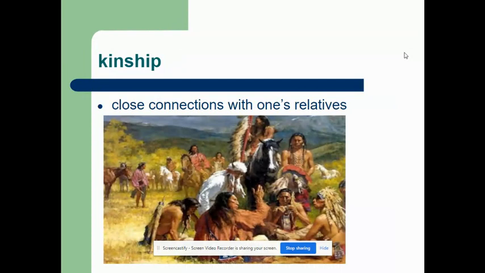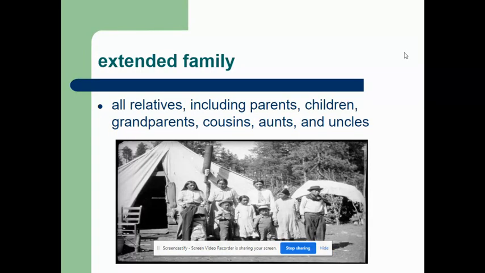Kinship is just simply close connections to one's relatives. The early Dakota really were close to each other. They built that kinship, and they had extended family members who would live with them, and that enabled them to have that close connection to one another, which basically means kinship.